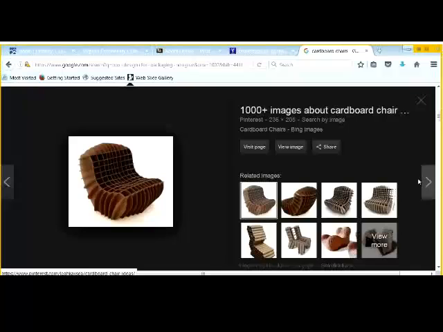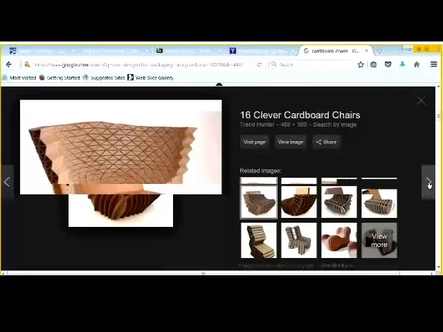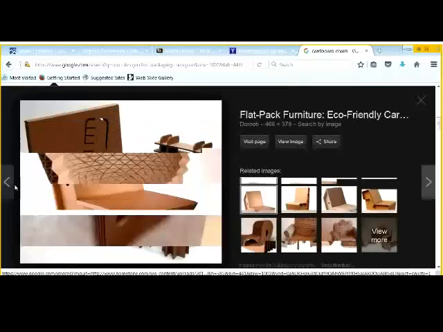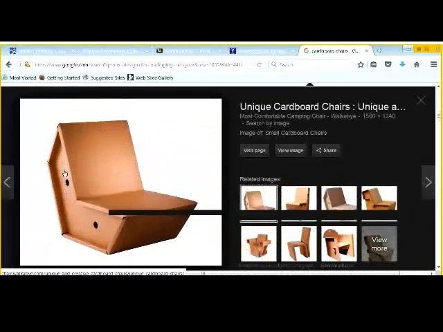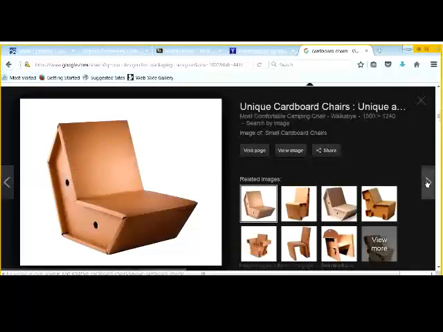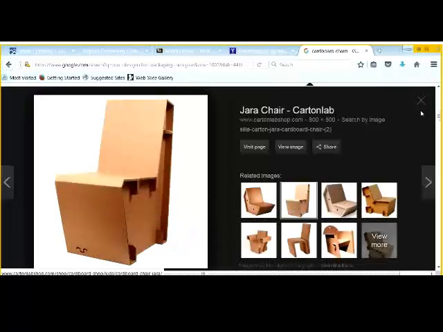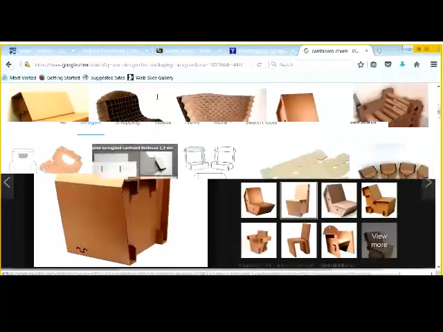Pardon me? Can you sit on them? I wouldn't want to sit on that. Yeah, some of these I would sit on, some of them I wouldn't sit on. This one, you think that one would break? Let me see if I can find something else here.